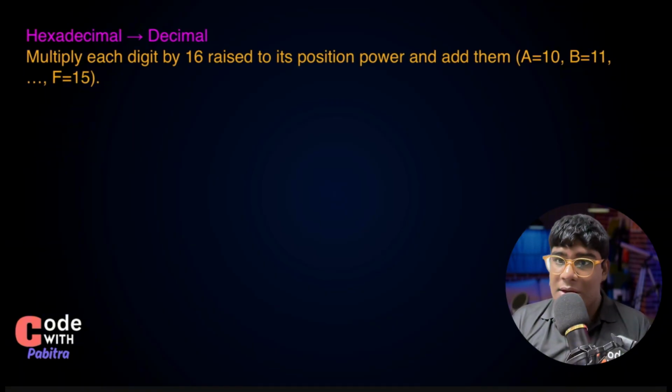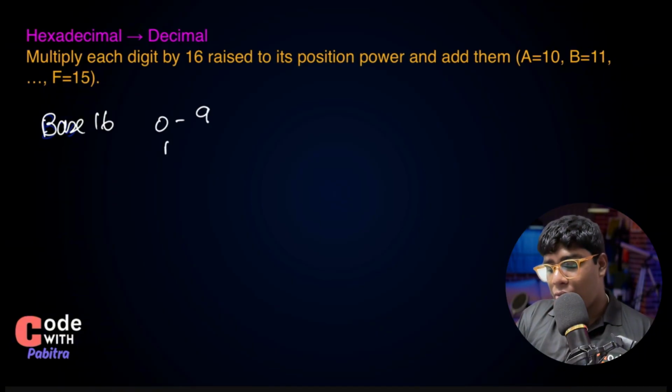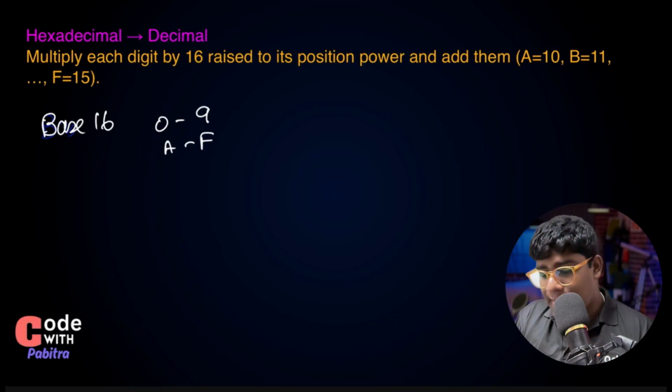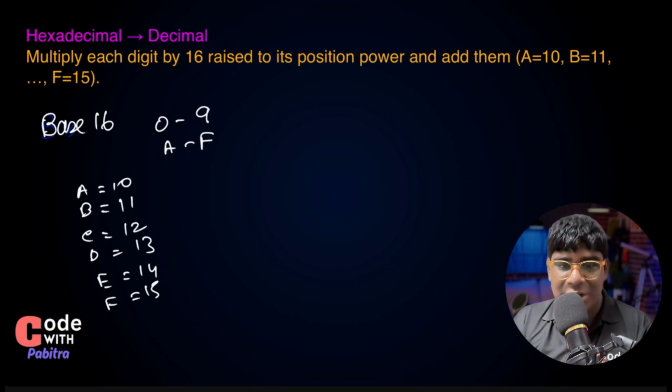The hexadecimal number system is a base 16 number system, and it uses the digits 0 to 9 and the letters from A to F. So where will you use these letters? A means 10, B means 11, C is 12, D is 13, E is 14, and F is 15. Since hexadecimal is base 16, each position has a power of 16.